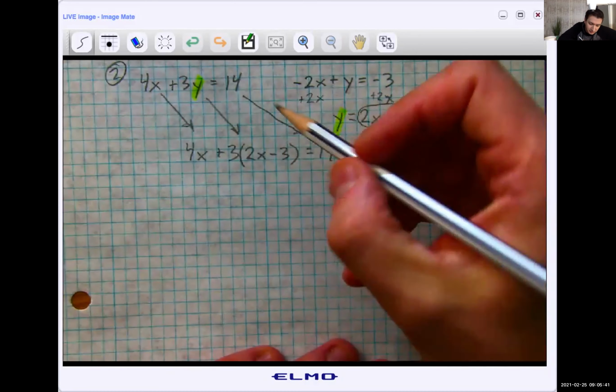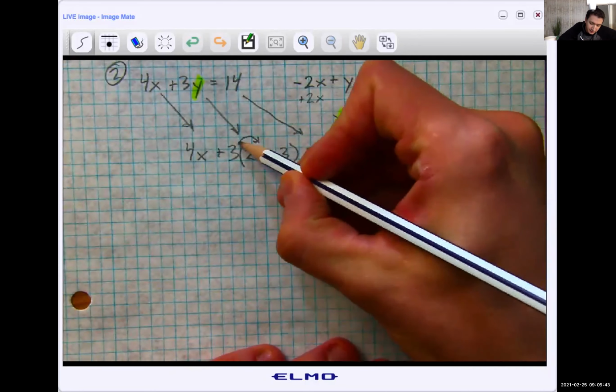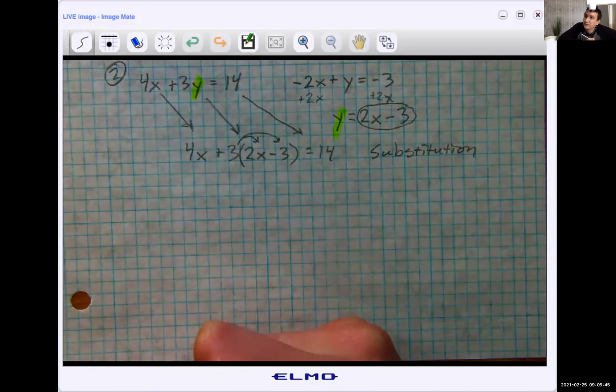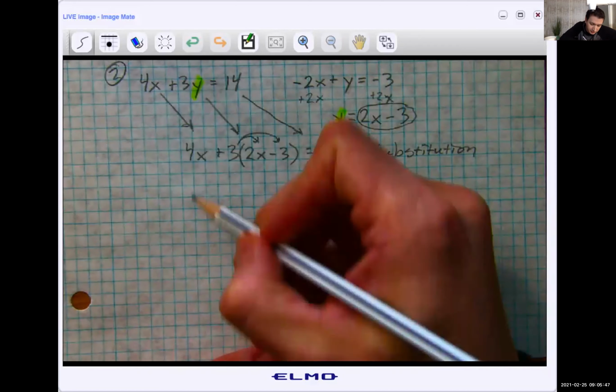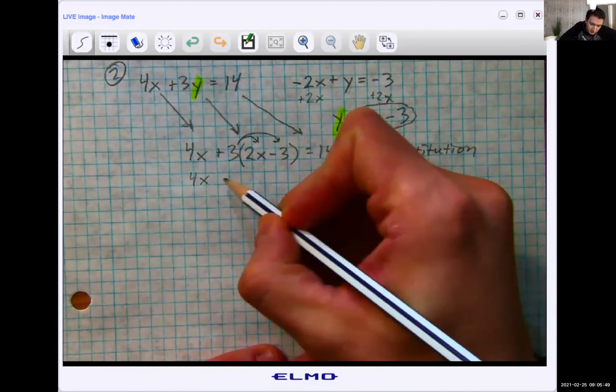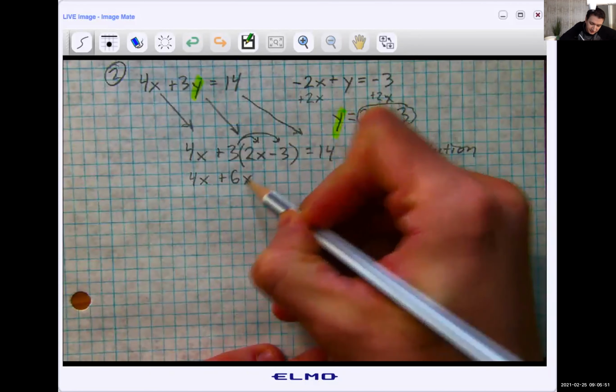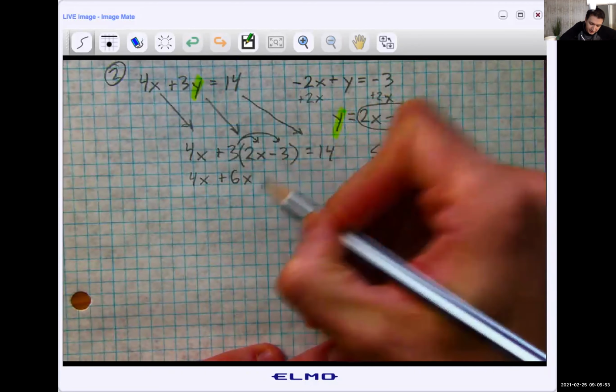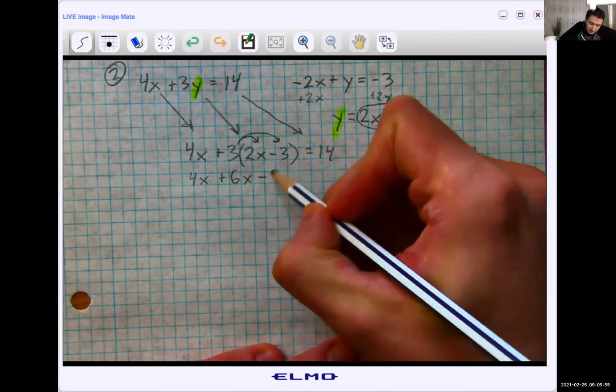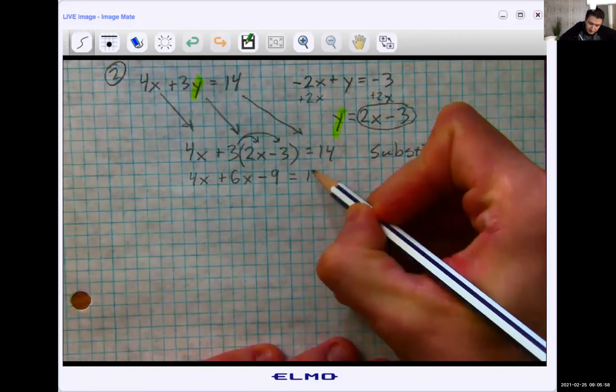I see we have a distributive property to take care of first, right? 3 times everything in here. So we have 4x plus, this is going to be 6x. And now a positive and a negative is going to be a negative 9. And there's the 14.